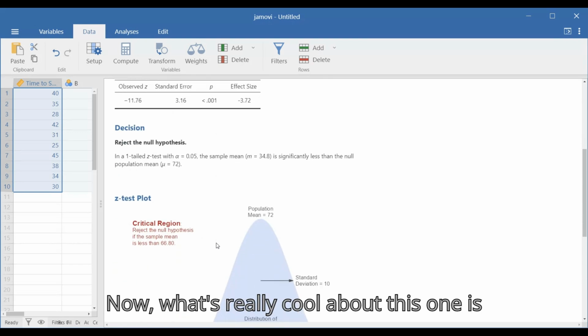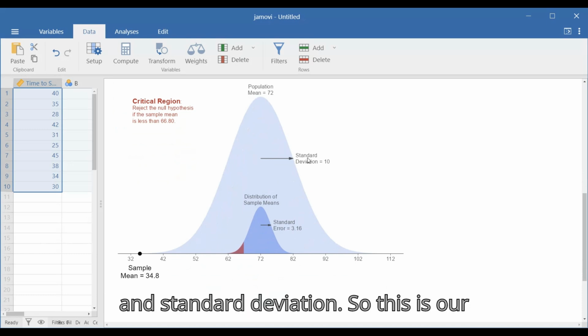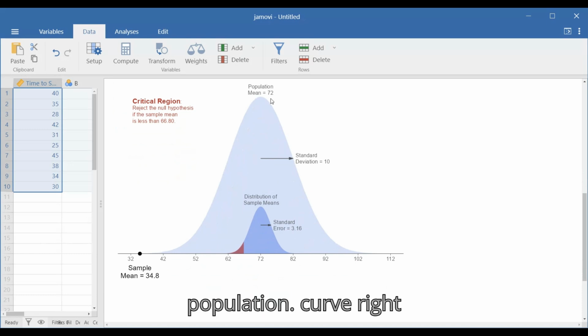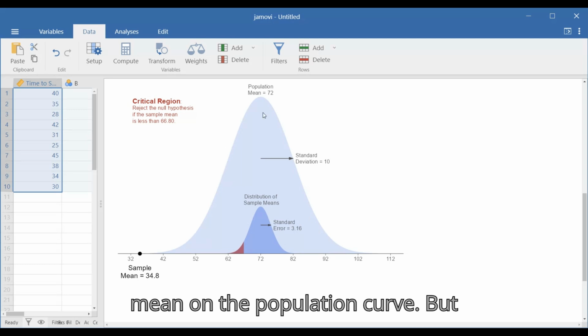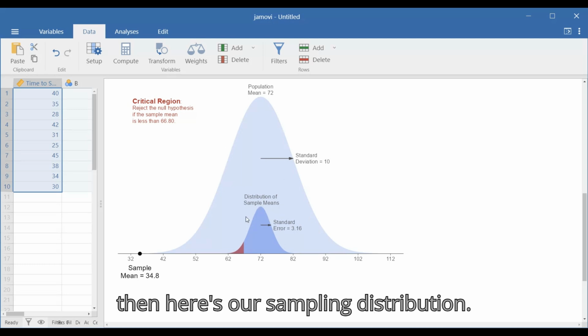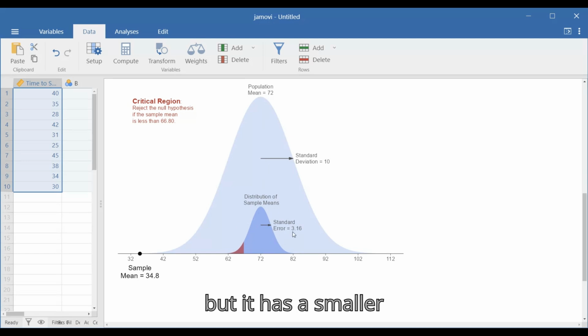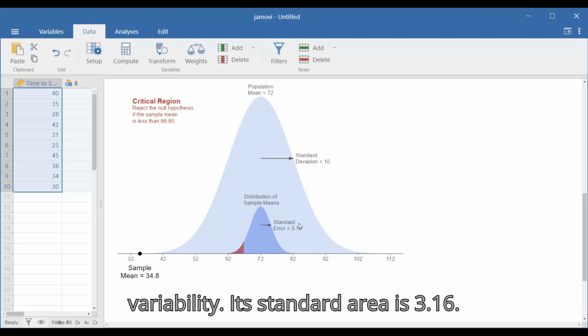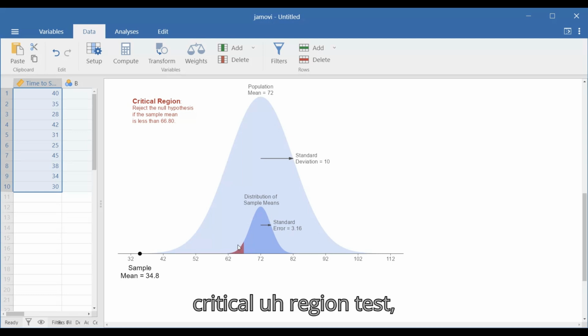All right. Now, what's really cool about this one is it actually gives you the population mean and standard deviation. So this is our population curve right here, and then there's our sample mean on the population curve. But then here's our sampling distribution. Notice it's centered, which it should be, but it has a smaller variability. Its standard error is 3.16. And so this would be the critical region. For those of you who are doing the critical region test, that would be it.